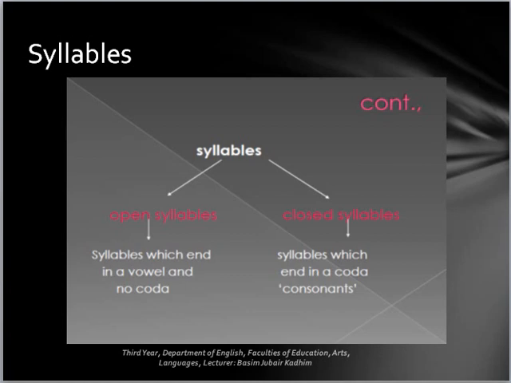Or the closed syllable, which ends in a coda. The coda is the consonant. As we said, C is the initial consonant, V is the vowel, which is the peak of the syllable, and the last C, which is optional, is the coda. So the first one, the onset, is optional, a consonant. The second one is obligatory, the peak, which is a vowel, and the third one is optional, which is the coda.